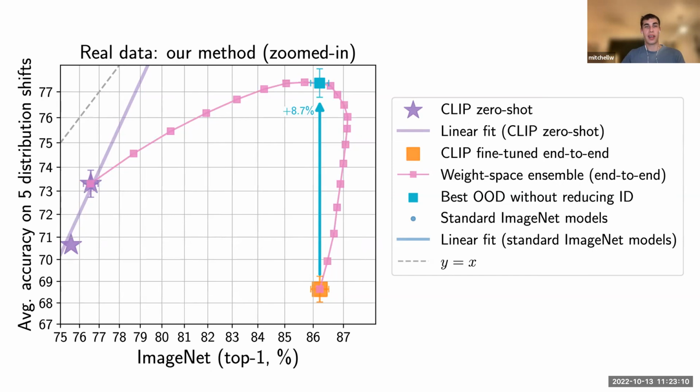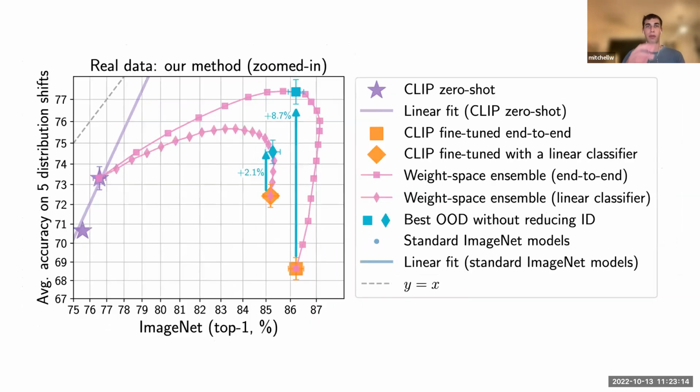This is here for end-to-end fine-tuning, but we observe similar things when you just train a linear probe. So this is the second curve here. And the linear probe case is somewhat interesting because then ensembling the weights and ensembling the outputs has no difference.